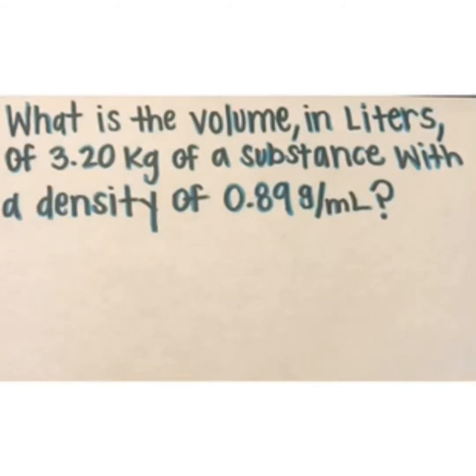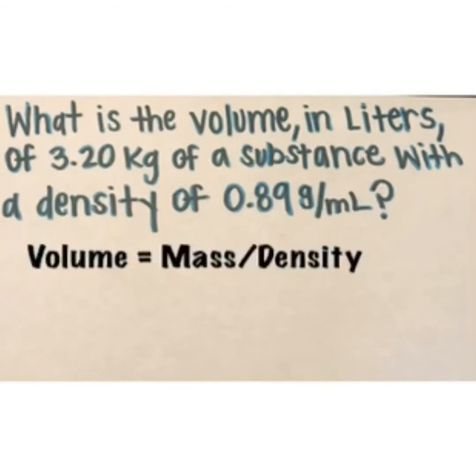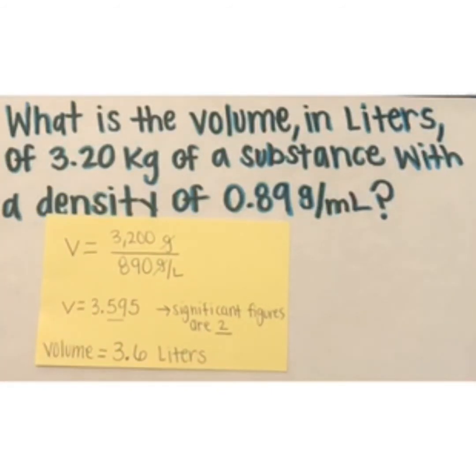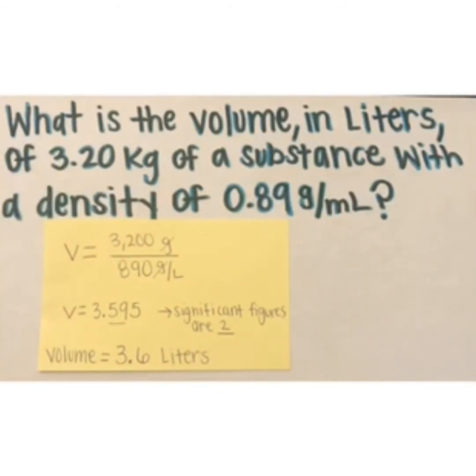As we figured out before, we are solving for volume. So the volume equals the mass over density. So all that's left is to plug in your numbers. We get the volume equals 3,200 grams, which is our mass, over 890 grams per liter, which is our density. When you plug that into your calculator, you should get V equals 3.595.